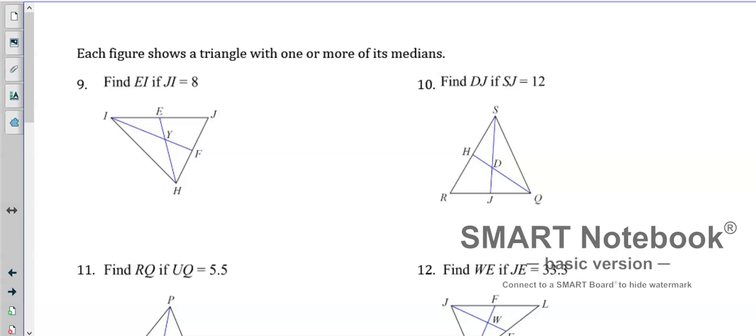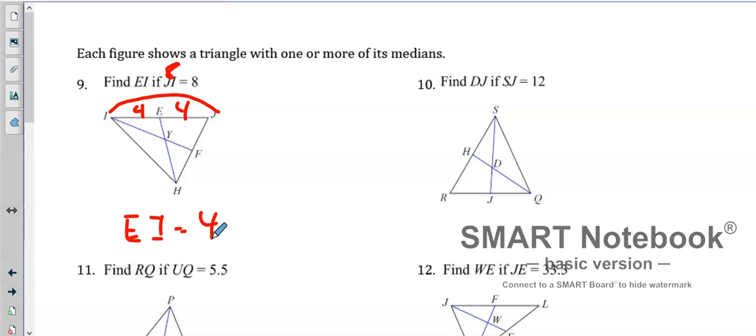All right, almost there. Each figure shows a triangle with one or more of its medians. Sorry, read that wrong. It says find EI if JI is 8. So JI is the overarching side. That means HE is a median, so that means this is 4 and 4. So EI is 4.